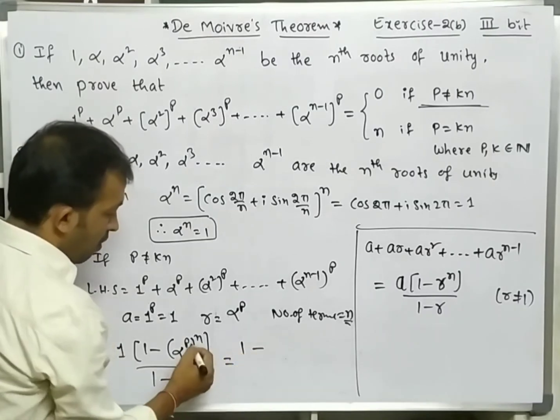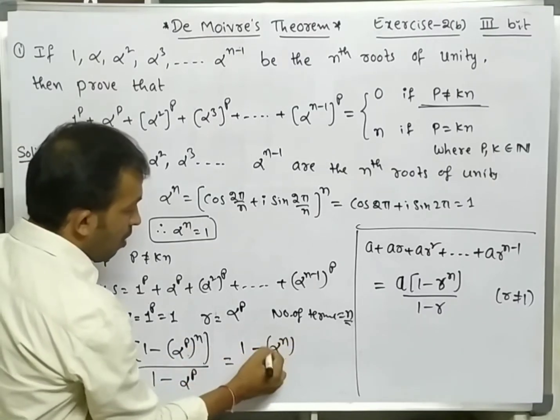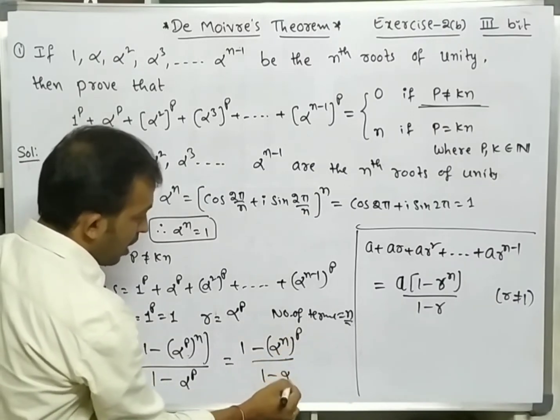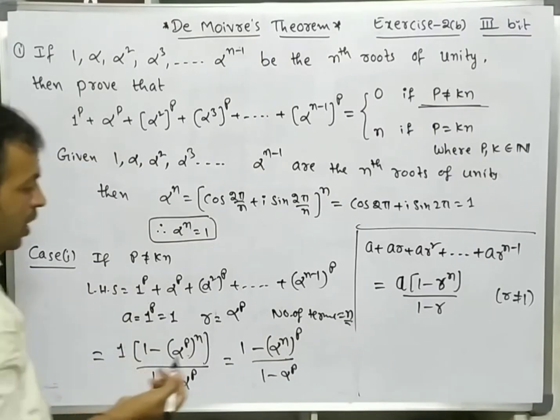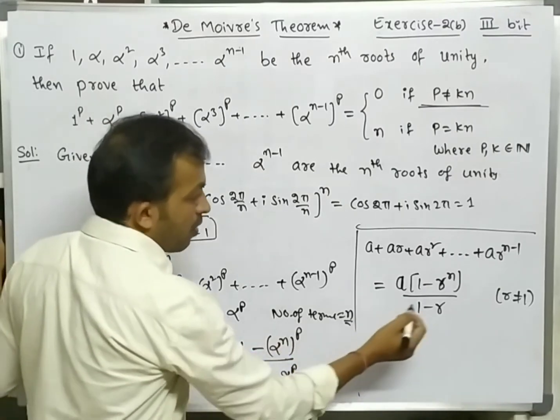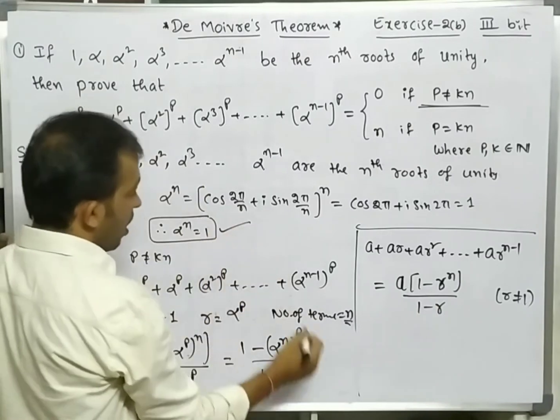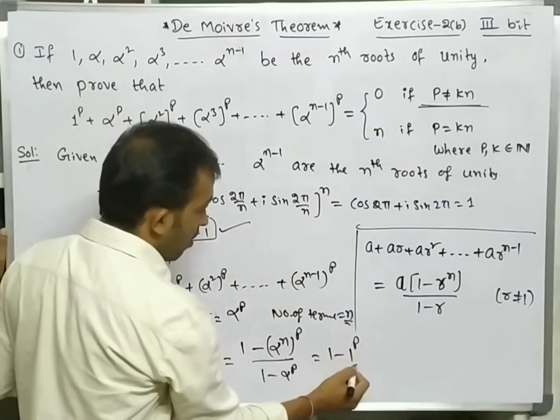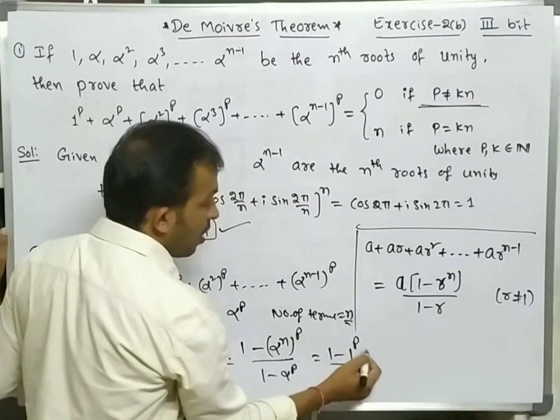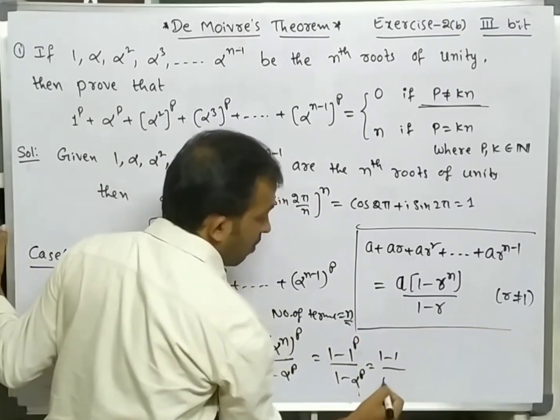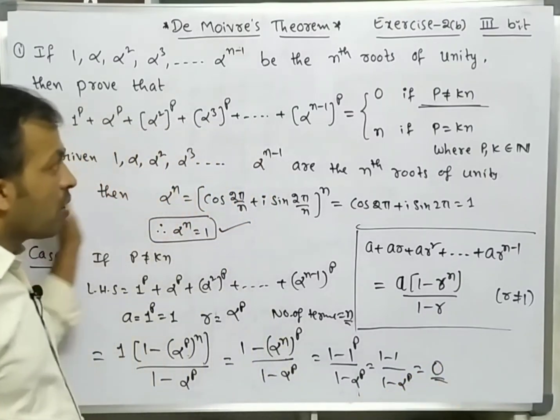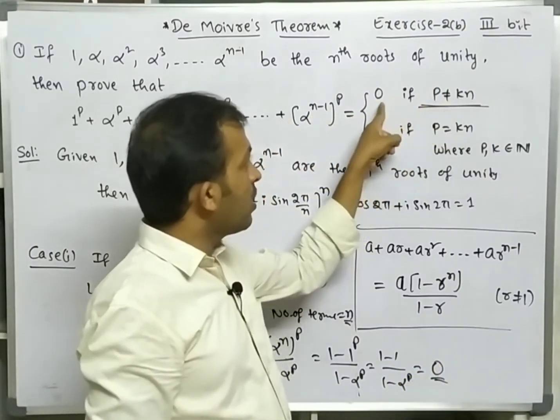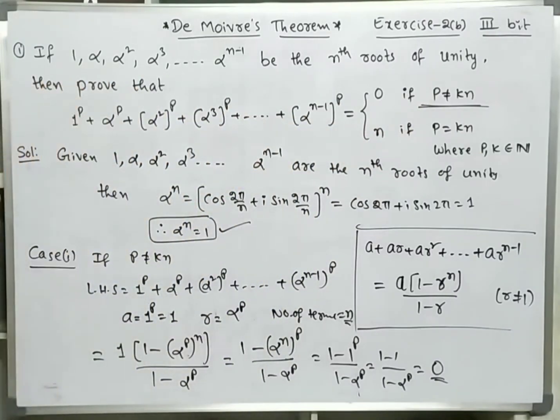Here 1 minus alpha power p whole power n can be written as 1 minus alpha power n whole power p by 1 minus alpha power p, where p is not equal to kn. Here what is the value of alpha power n? Alpha power n value is 1, so that means 1 minus 1 power p by 1 minus alpha power p, that is 1 minus 1 by 1 minus alpha power p, so 1 minus 1 is 0. So if p is not equal to kn, then the sum becomes 0. So this is the first case.